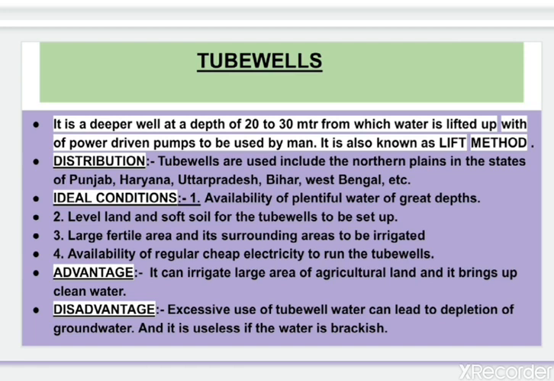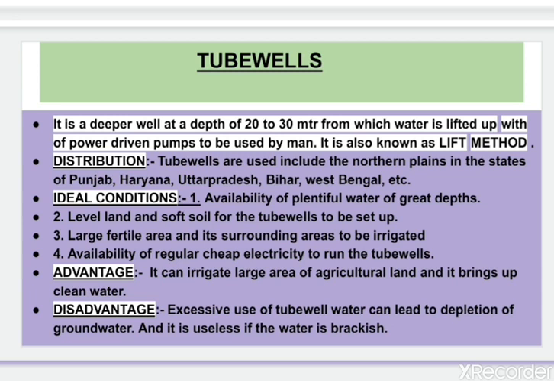And the next point is availability of regular cheap electricity to run the tube wells. Remember, well irrigation or tube well irrigation is mainly practiced in the northern plains of India due to the presence of soft soil and flat land. Because of the soft soil, it is easy to dig wells.